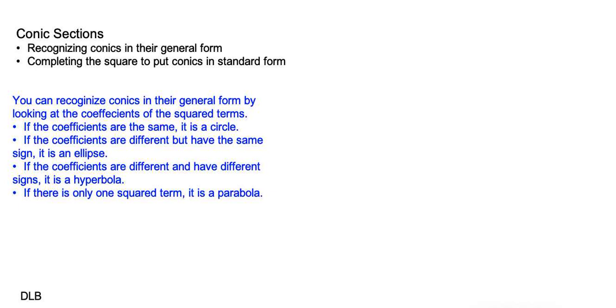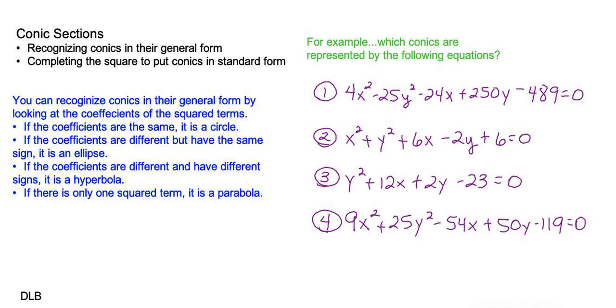So let's look at some examples. I have 4 examples for us to look at. So let's look at those coefficients. For number 1, we have a coefficient of 4 and a coefficient of negative 25. Those are different coefficients with different signs. That is a hyperbola.